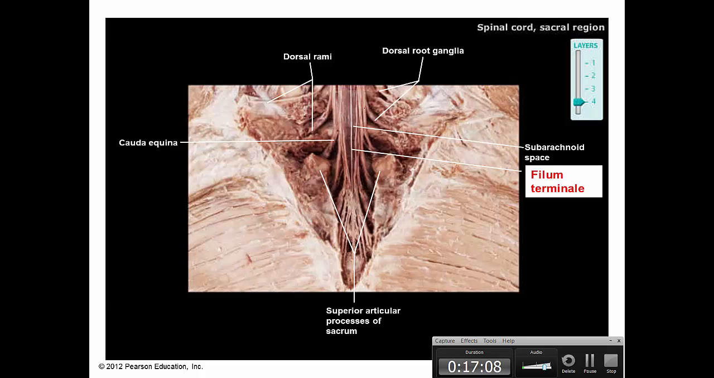Then there is also a small ligament that travels from the conus medullaris all the way down. We call this ligament here the filum terminale. So the filum terminale is basically a ligament or a thickening of the dura mater that goes all the way from the conus medullaris to the end of the spinal canal and inserts at the end of the sacrum. So what's the purpose of this filum terminale? It basically gives more stability to the spinal cord so it's not moving as much.